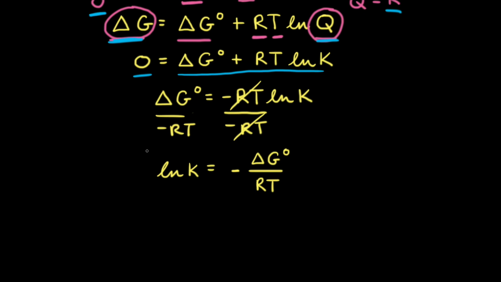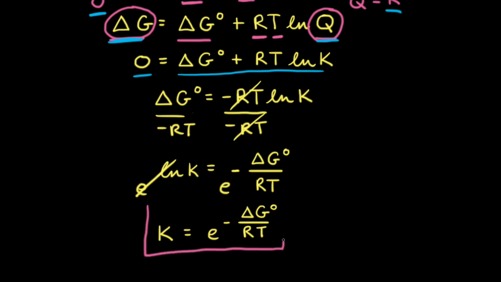And to get rid of the natural log, we need to take e to both sides, which gives us the following equation. The equilibrium constant K is equal to e to the negative ΔG naught divided by RT. So if we know the value for ΔG naught for a particular reaction, and we know the temperature, we can calculate the equilibrium constant for that reaction at that particular temperature.